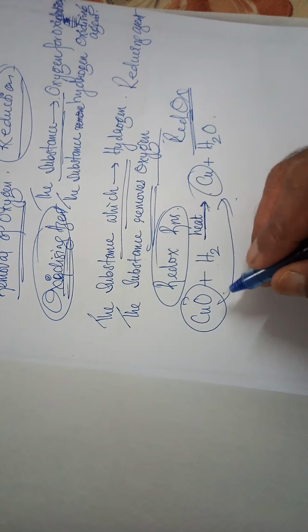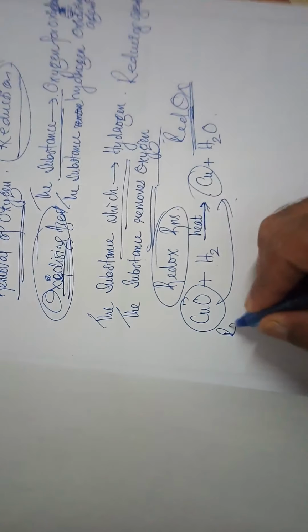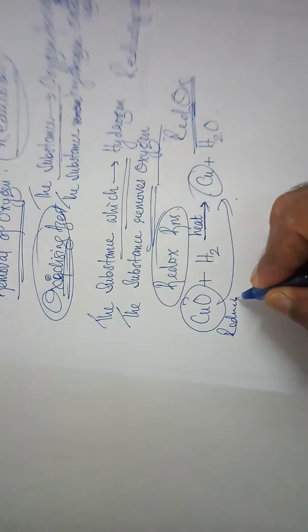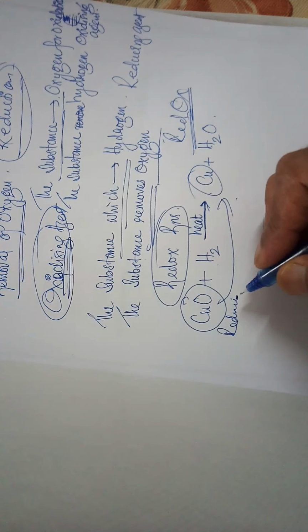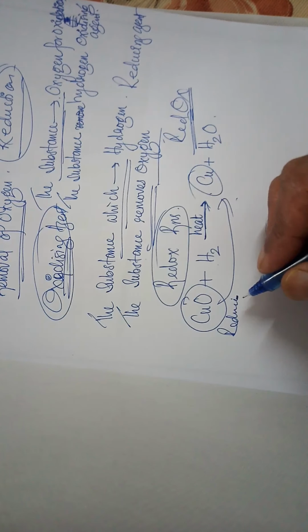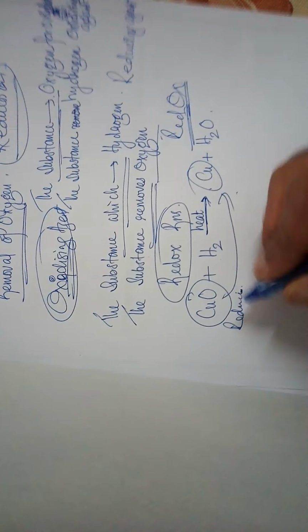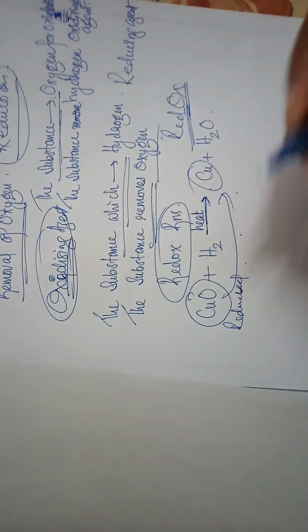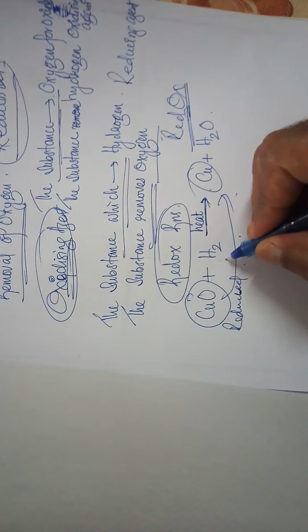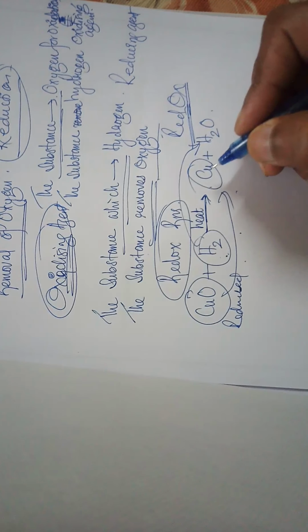Now, by definition, removal of oxygen from a substance is called reduction. So we can say that copper oxide is being reduced to copper. In this reaction, hydrogen is changing into water.